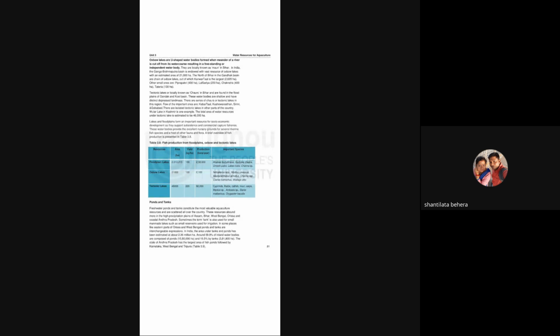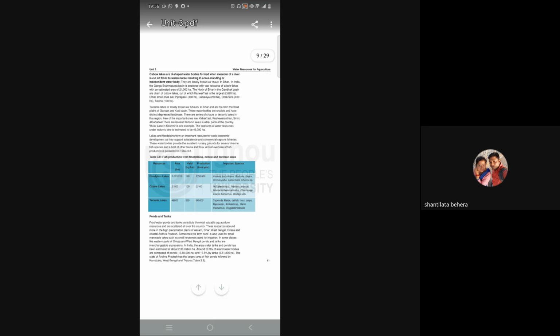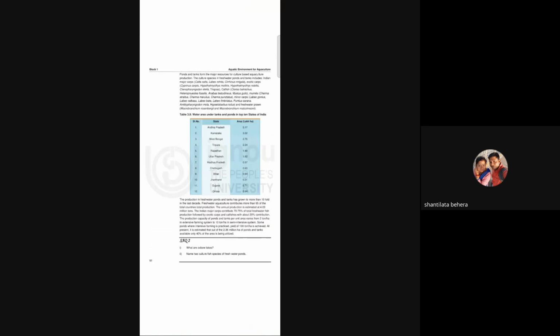So around 59.9% of the inland water bodies are composed of ponds. Okay, so ponds are the largest share. Around 60% ponds, then other rivers and lakes. And 15.5% by the tanks. Around 16% is tanks, and around 60% use ponds for the inland fisheries.